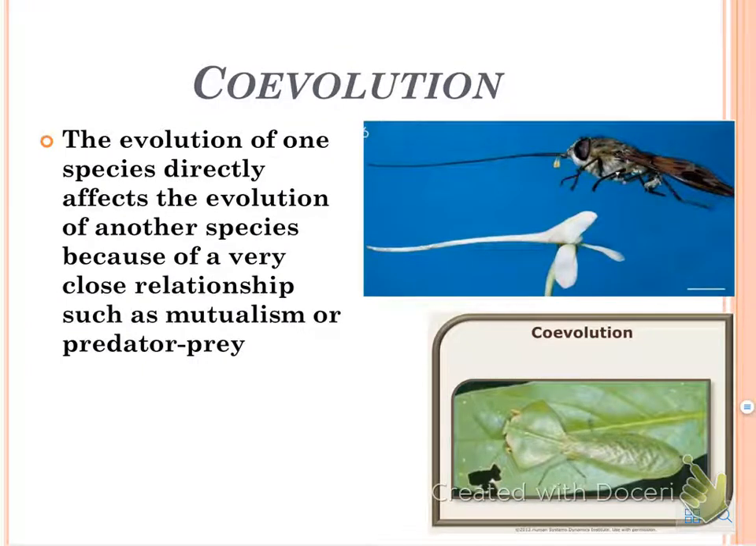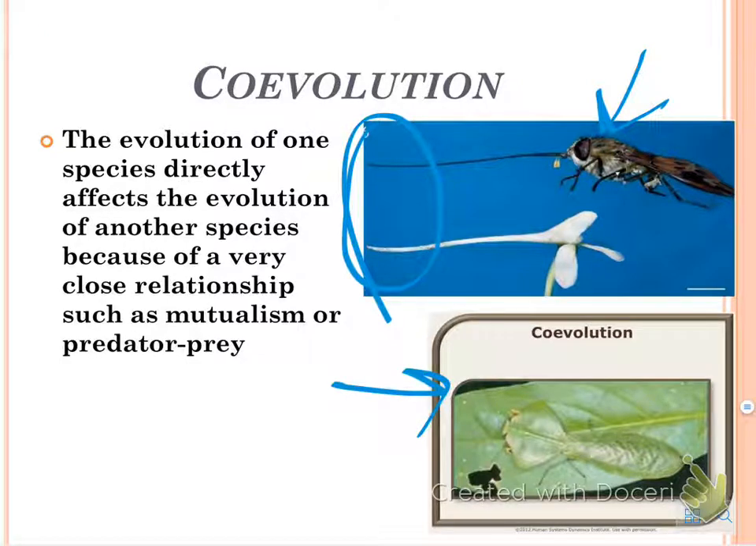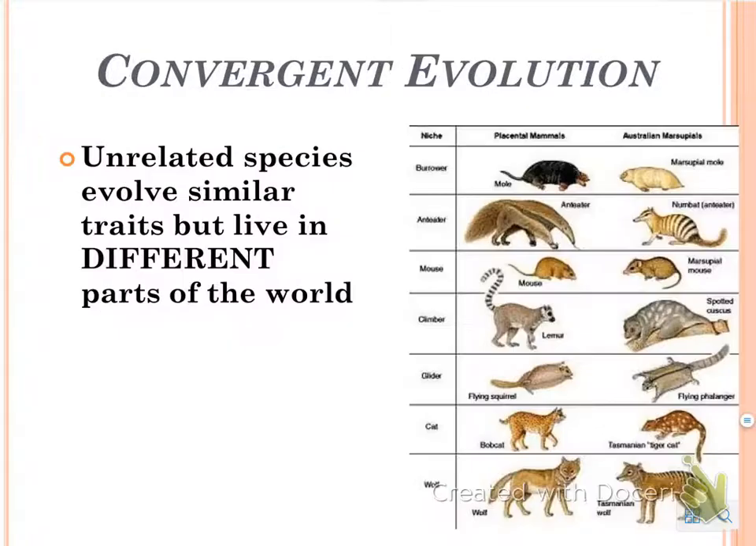The next thing is coevolution. Coevolution is the evolution of one species that directly affects the evolution of another. If we look at this picture, as the flower evolved a longer and longer tube, this insect evolved a longer and longer nose to get to the pollen in the flower. So they are co-evolving. They're always going to evolve with each other because they depend on each other to survive. Same thing here. This insect looks like the leaf, but if the leaf were to change, then the insect would also change to reflect the leaf.